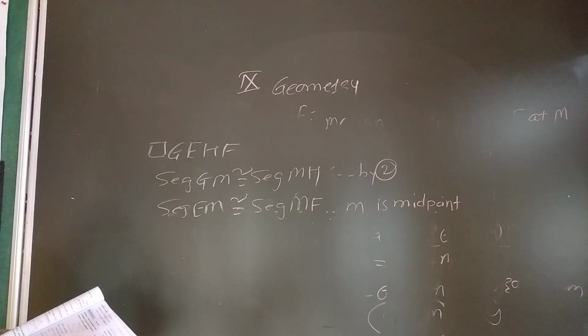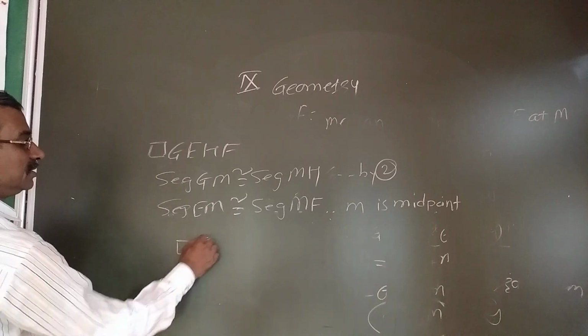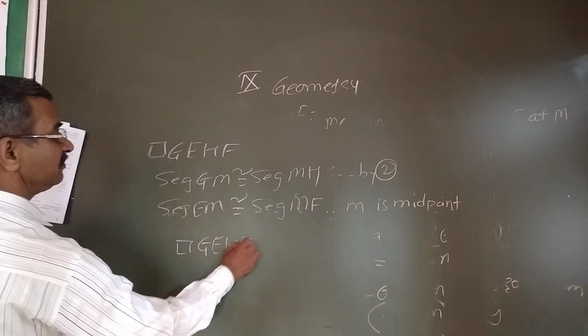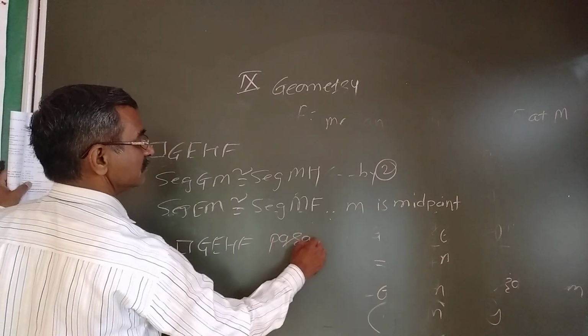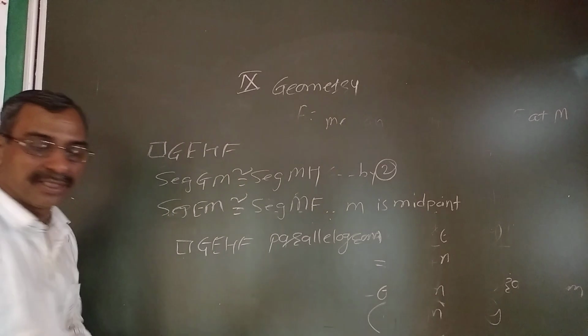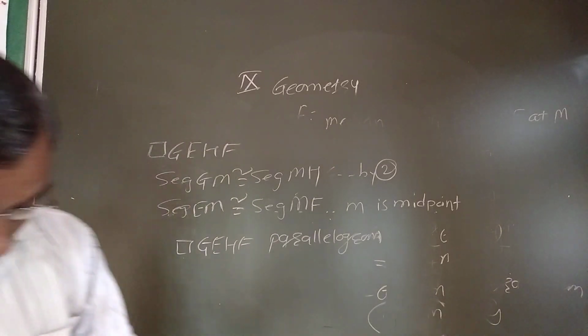Therefore, according to the definition, the given quadrilateral GEHF is a parallelogram. So we have solved question number 3.